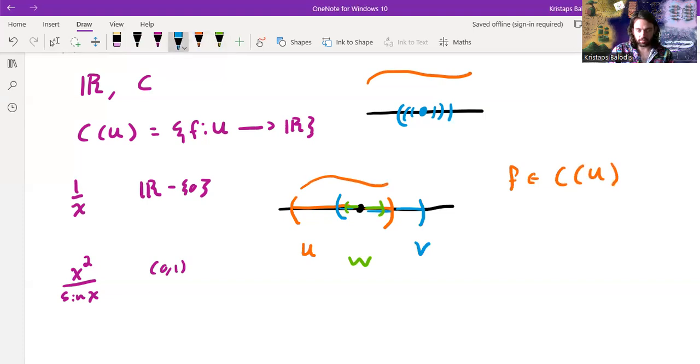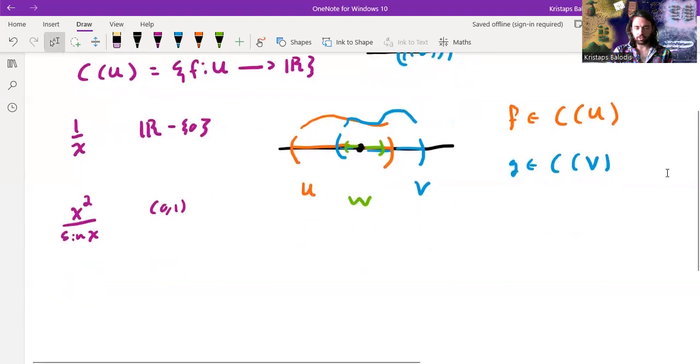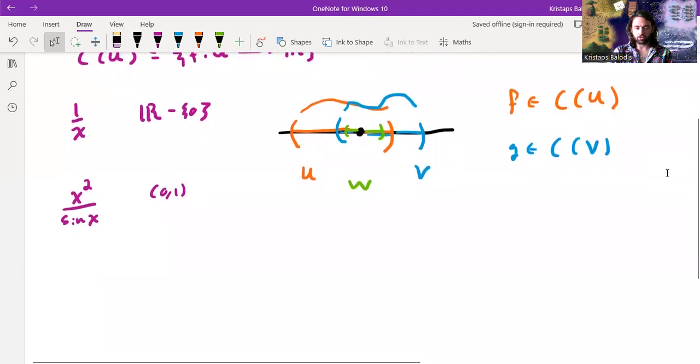And my other function G, this is going to be a section of V, right? And what's going to happen is that they're going to agree on W, and then they could maybe do other things elsewhere, right? But they're going to agree on W. So what's the point of this? Why am I even bringing this up? Well, we want to think about what's happening closer and closer to some point, right?